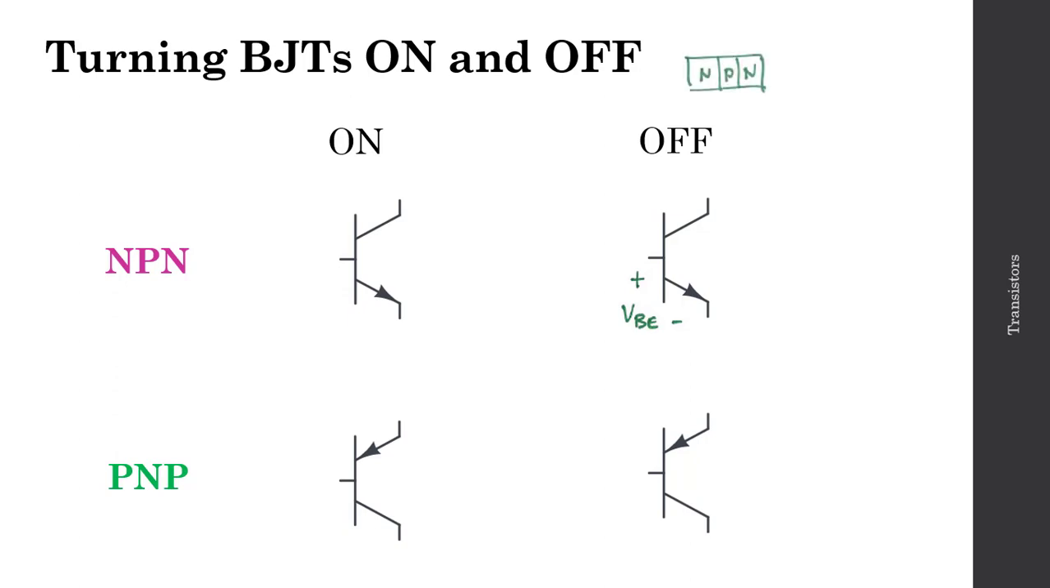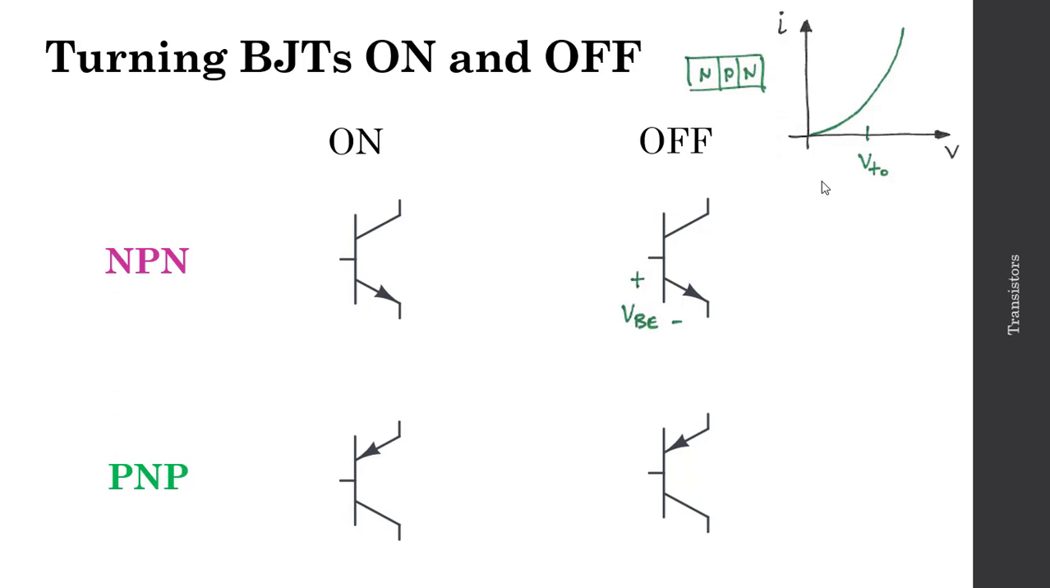Recall that an NPN bipolar junction transistor looks like this. We have N-doped silicon next to P-doped silicon next to N-doped silicon. So these are effectively two diodes back to back. Recall for a diode, we could plot our IV curve, and at some voltage here, we have our turn-on voltage. And that turn-on voltage for a silicon diode is typically about 0.6 to 0.7 volts.